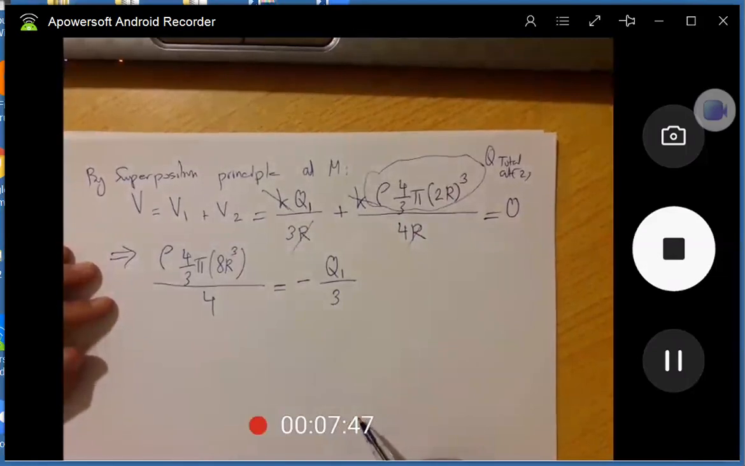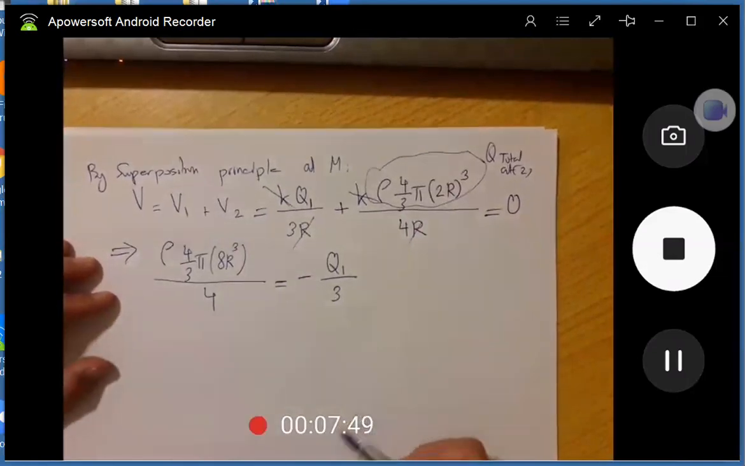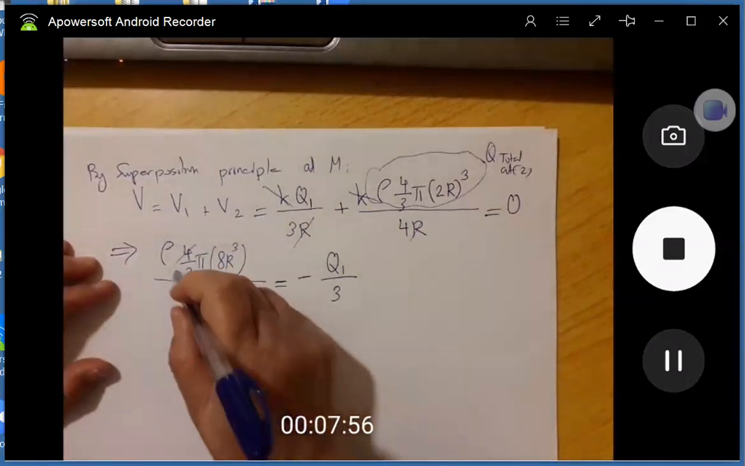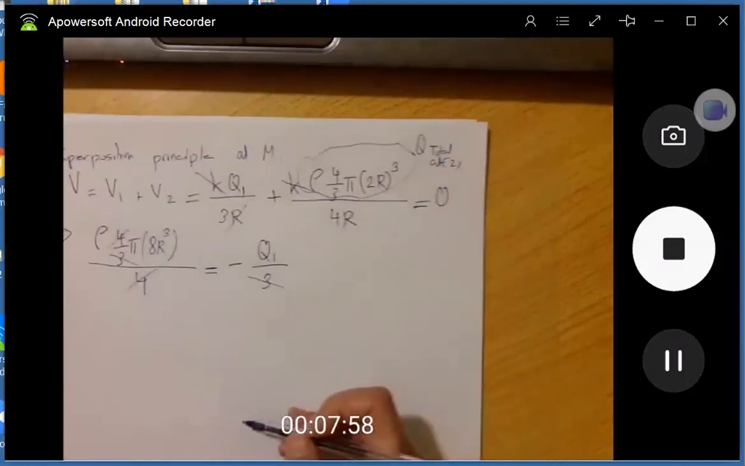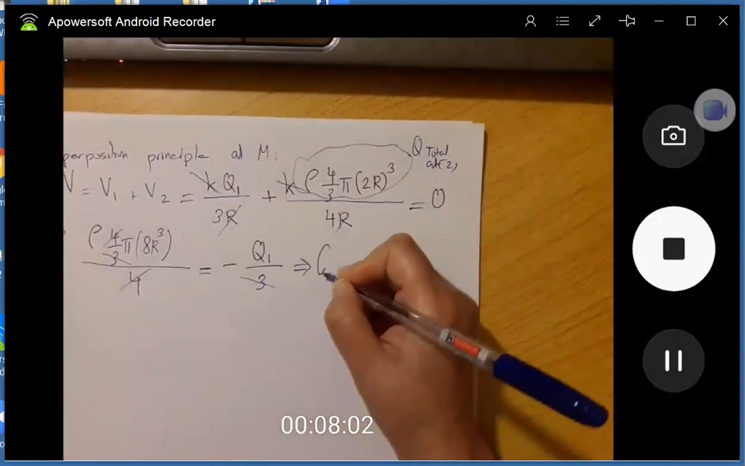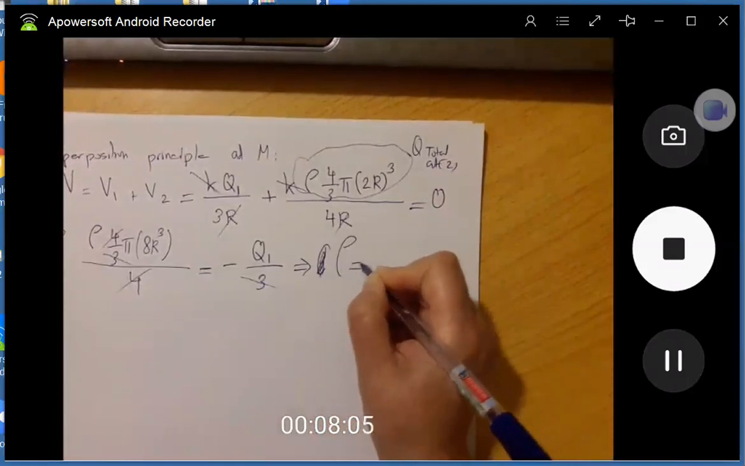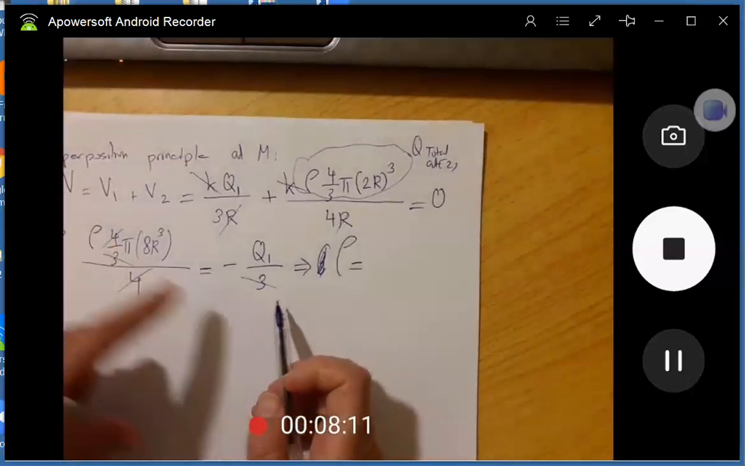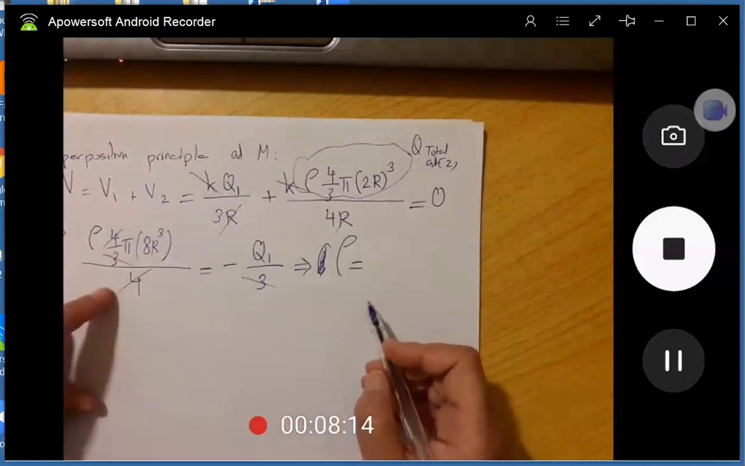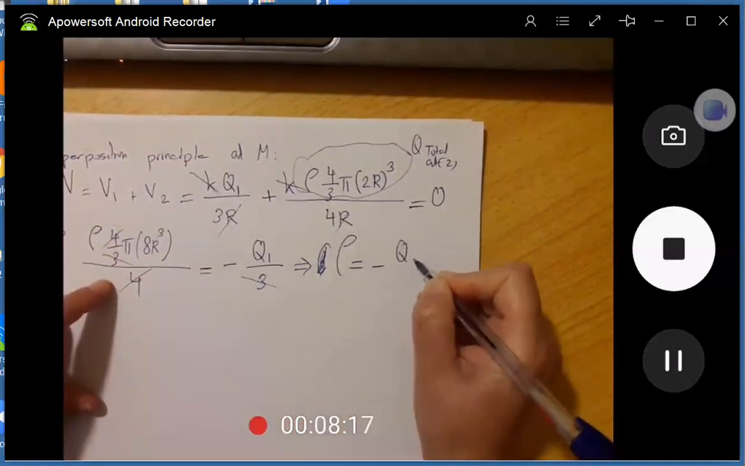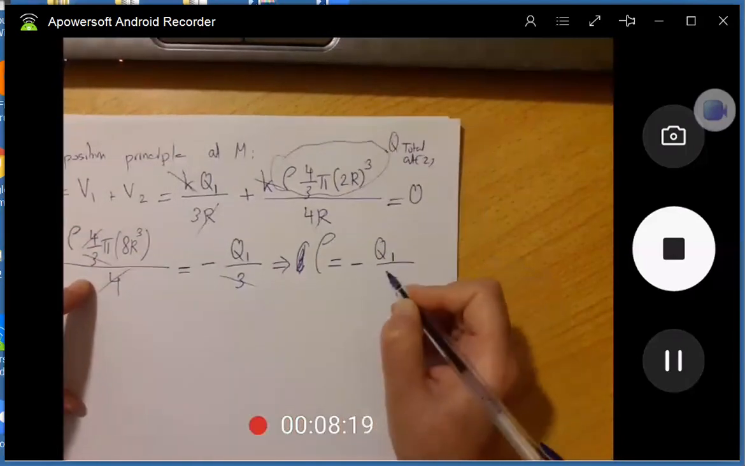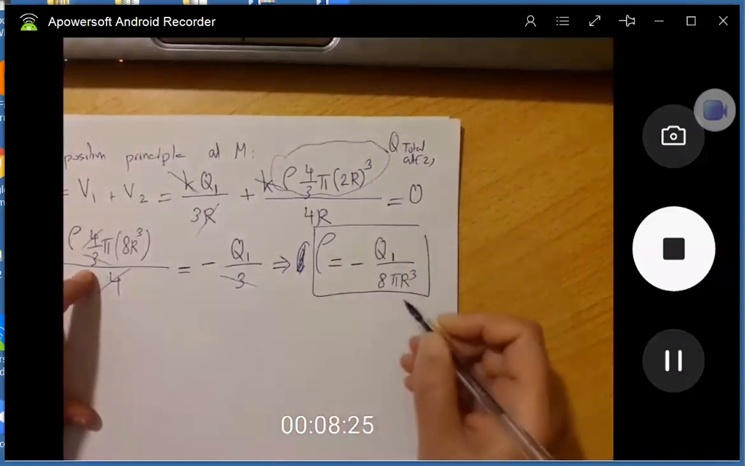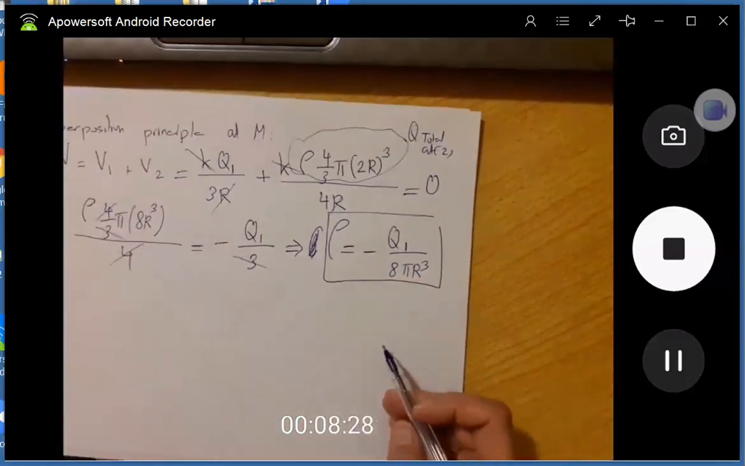Okay, I can also make a few cancellations. Here, what can I do? I can cancel 4 with 4. I'm able to cancel 3 with 3. Okay, so this implies rho, I'm looking for rho, will be the 3 goes with the pi, and the 8R cube goes here too, so it is minus Q1 over 8 pi R cube. This is the required rho, but let me check my work if it's right.